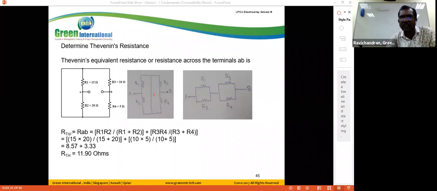RTH is equal to the resistance between A and B. That is, R1, R2 in parallel plus R3, R4 in parallel. So add these values here. The formula for two resistances: R1 into R2 divided by R1 plus R2, plus here R3 into R4 divided by R3 plus R4. So we are able to find the Thevenin resistance.